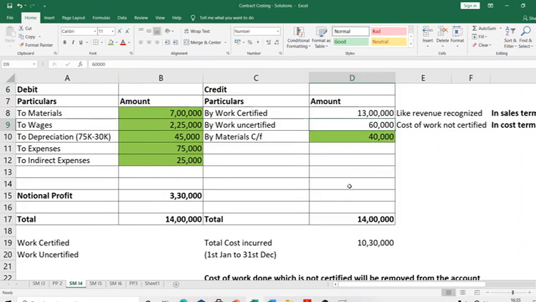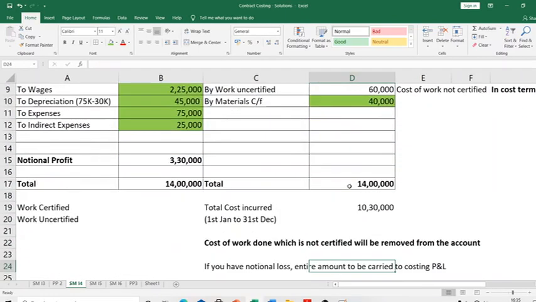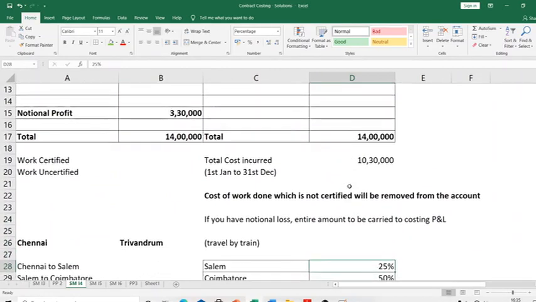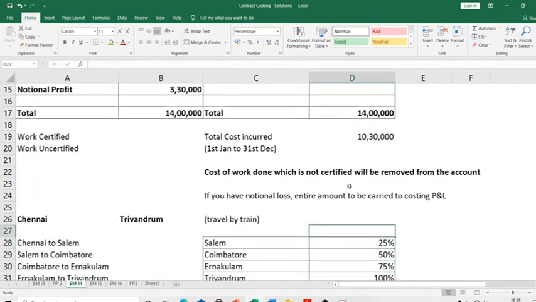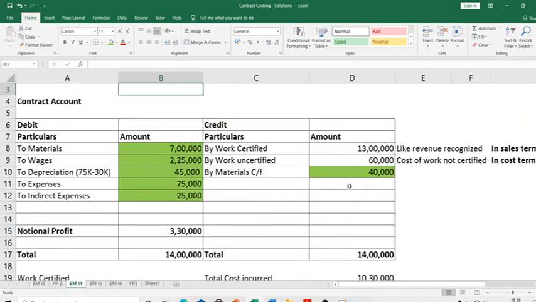It's like the 60,000. But you will not recognize revenue because you clearly don't know what is the percentage that has been completed. So even though the expert may come on the last day, if it's a situation like this, then you can definitely have a situation of work uncertified. But the moral of the story is, work uncertified is in cost terms. You are basically going to remove the cost to the extent of work that has happened, but you are not recognizing it because certification has not happened.